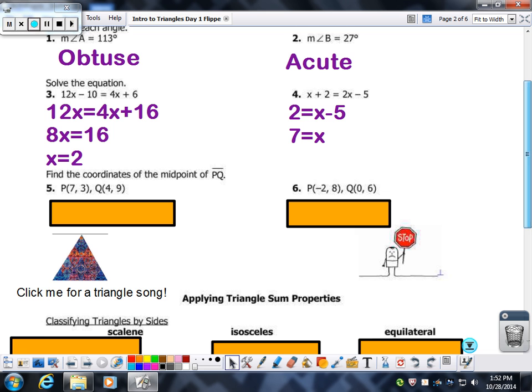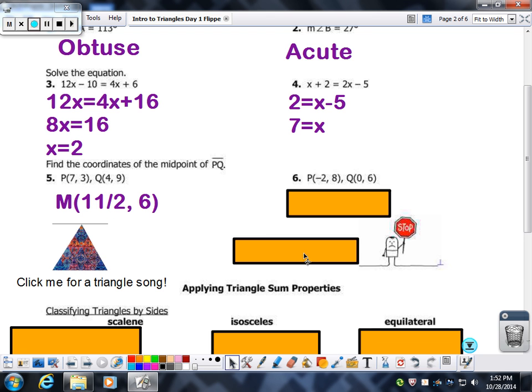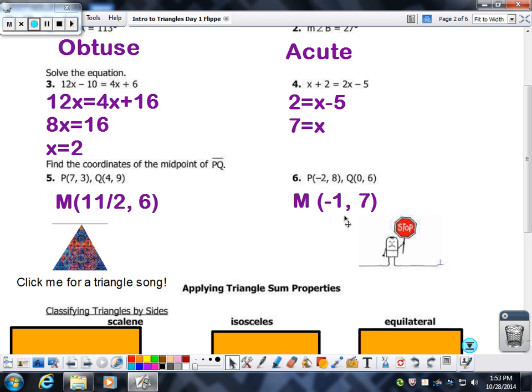Number 5 is asking us to find the midpoint of segment PQ. Point P being at (7, 3), point Q being at (4, 9). Hopefully remember we're going to add the x coordinates, divide by 2, add the y coordinates and divide by 2, which would give us a midpoint of (11/2, 6). And for number 6, if P is at (-2, 8), and Q is at (0, 6), and we find the midpoint of that segment, we would get (-1, 7).